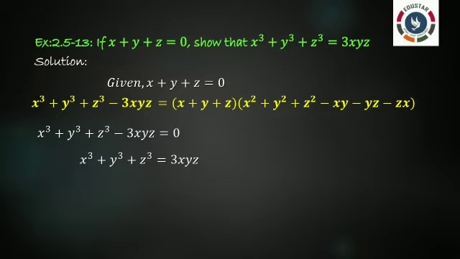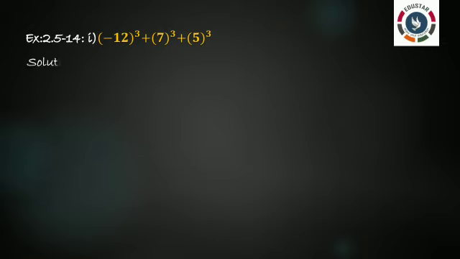Take your book, guys, and see question number 14 of exercise 2.5. Without actually calculating the cubes, find the values of each of the following. In that, the first question: minus 12 the whole cube plus 7 cube plus 5 cube. Here we have to find this value without what? Finding the cubes.